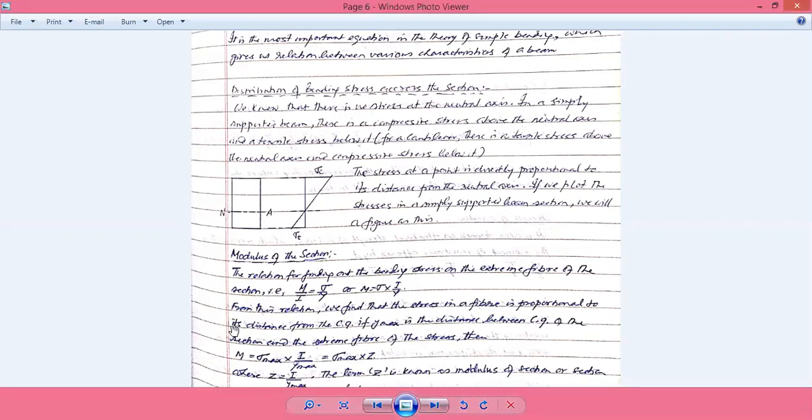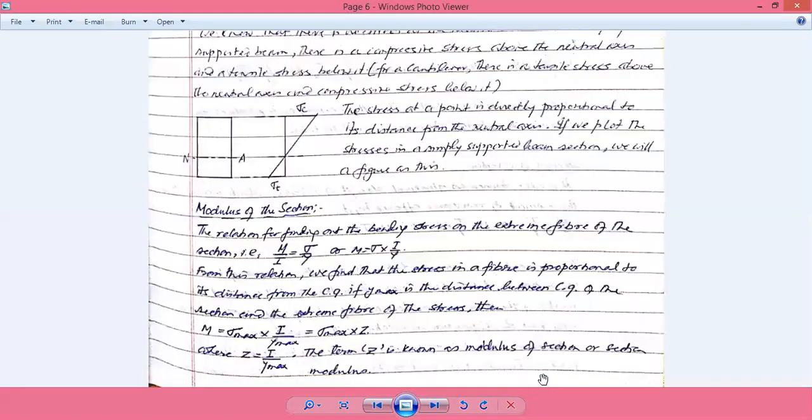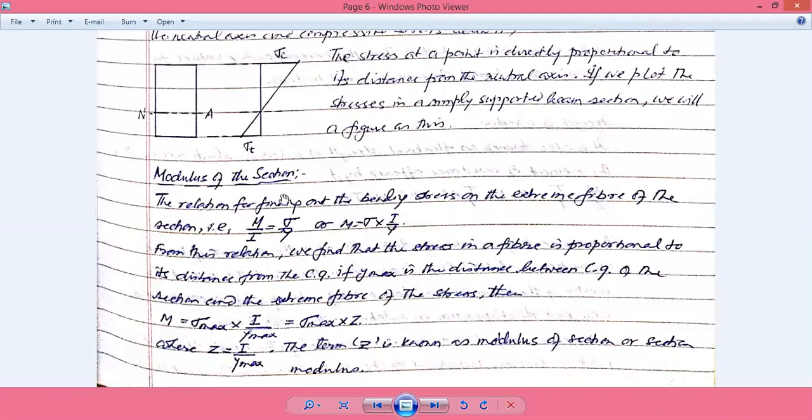Now, what will be the modulus of the section? There is another new term, the modulus of the section itself. The relation for finding the bending stress on the extreme fiber of the section is given as M by I equals sigma by Y, or M equals sigma I divided by Y. From this relation, we find that the stress in a fiber is proportional to the distance from the center of gravity.